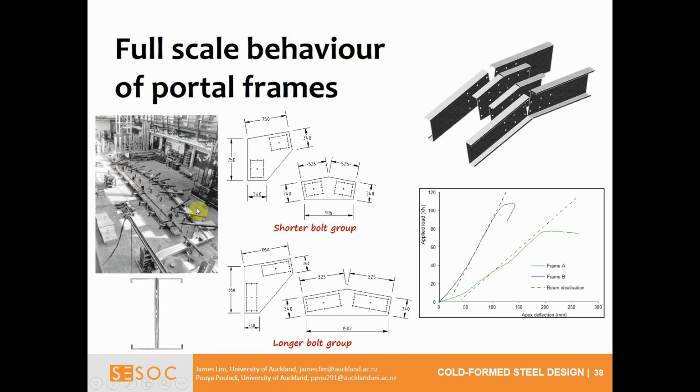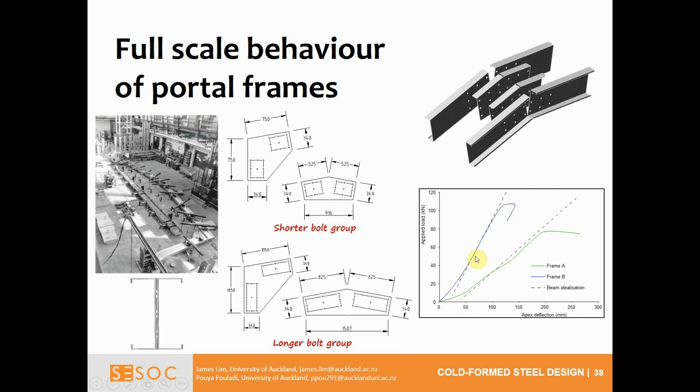This is a full-scale test that's been done before, and again using finite element models, and from the laboratory test results, you can see that there is a variation in terms of the stiffness of the joint. So in this particular case, two portal frames were tested. One frame had a smaller joint, that's the eaves and the apex joint, and the second frame had a larger eaves joint and a larger apex joint. So the frame with the larger joint has a larger stiffness, and the frame with the smaller joint is more flexible or has a lower stiffness.